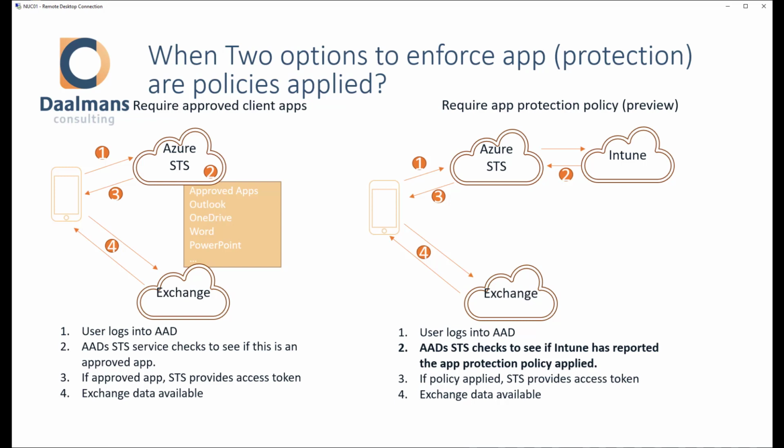This feature is still in preview, but it works like this. A user logs on to Azure AD. The Azure AD checks to see if Intune has reported that the app protection policy is applied to the app that is being used. In this case, Outlook. If Outlook is reported as protected, then the STS provides an access token. If not, then access will be denied. But if an access token is provided, then the user will have access to Exchange Online.